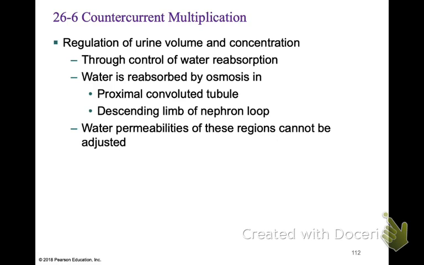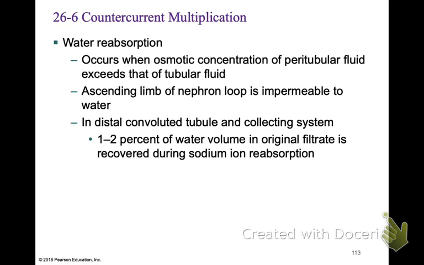So in the proximal and distal tubule, we're just going to reabsorb almost all the water. The only place we can control it is in the collecting system. So by the time fluid gets to the distal convoluted tubule, you only have 1 to 2% of the water volume left. Out of that 180 liters a day, that's all you have left.